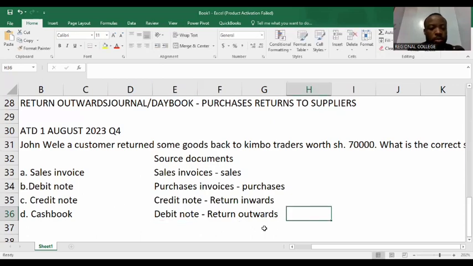So these are the source documents, and you have to know them in their content. Sometimes you can be asked the content of the sales invoices, so you can do that revision while you're learning. Generally, a customer return: the term here is the customer. So once you hear the customer is returning the goods, that means it is a return inwards, and the return inwards go to the credit note. So the correct answer to that one is choice C. That is how you can answer that question.